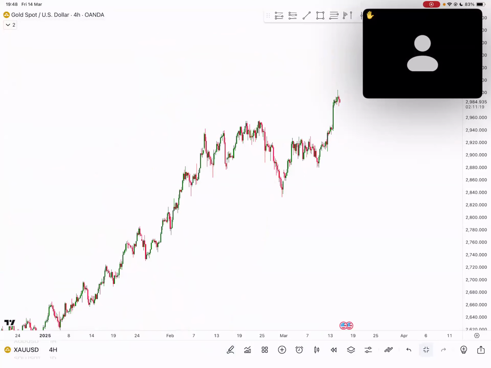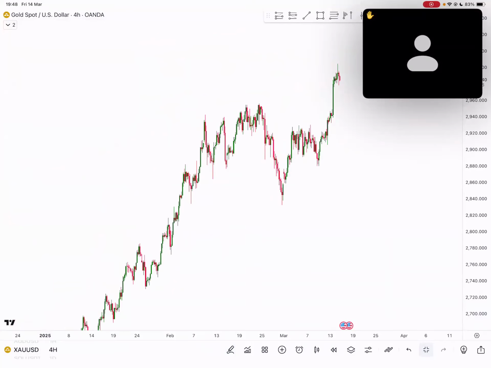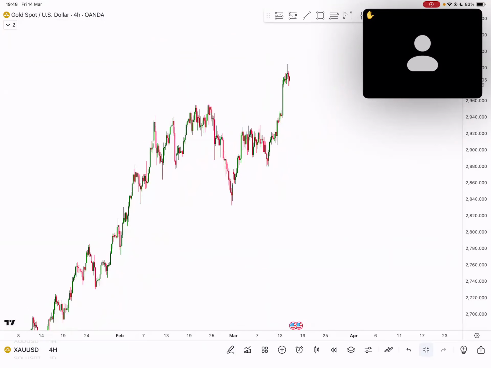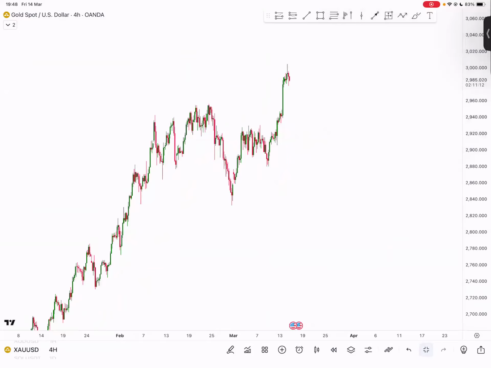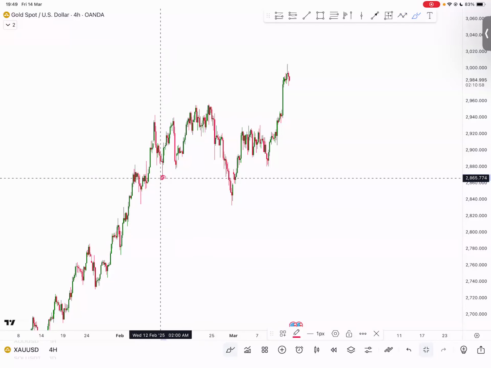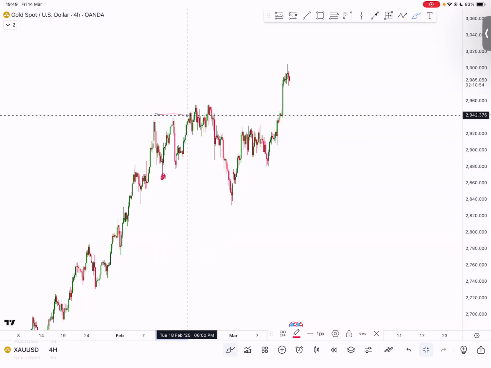Let me remind you of something. I told you that when a change of character happens, it is an unconfirmed change, because sometimes price just wants to mitigate a level and continue buying, taking out the most recent higher low as a form of inducement, just like what happened here. I'm sure that this was what you said was the change of character.